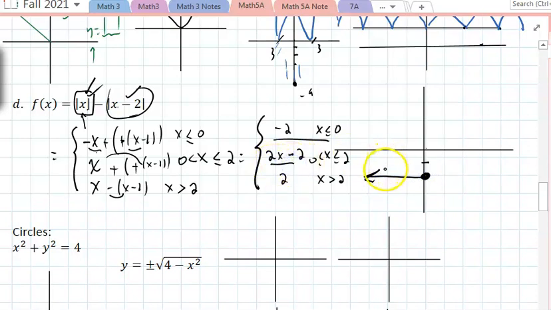Two x minus 2 is a line. At 0 you are at negative 2, and if I put a 2 in there, I'll get a 2. And if I am to the right of 2, y always equals 2. And there it is.